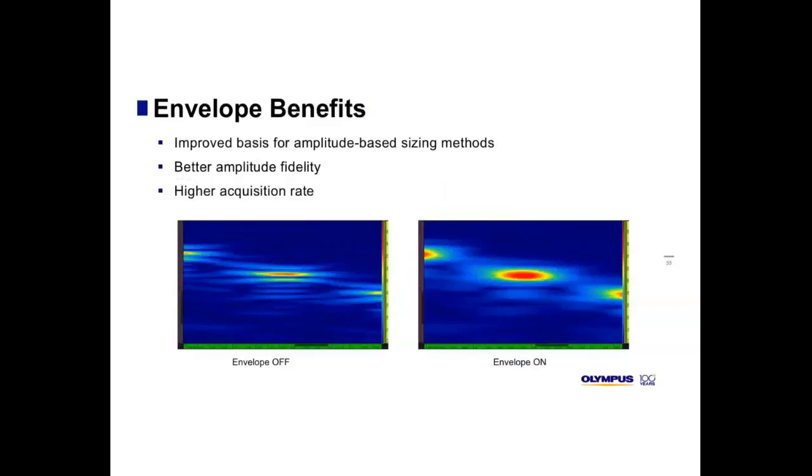There are many benefits actually for the envelope. First of all, most people will inspect using an amplitude-based sizing. So if we are using this method, of course, we will select an envelope to see a better spot and a better indication in your scan. So you will have a better amplitude fidelity, a higher acquisition rate as well. We will see that in the next slide, but also a better possibility to make your amplitude-based sizing.